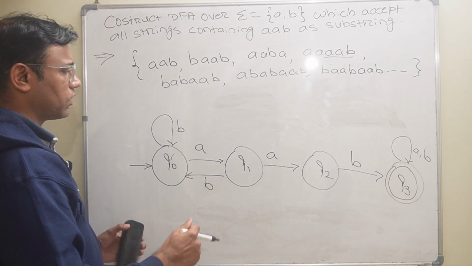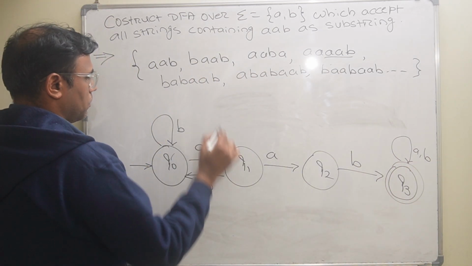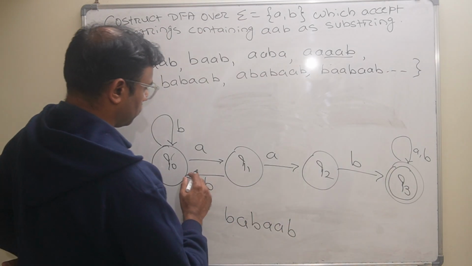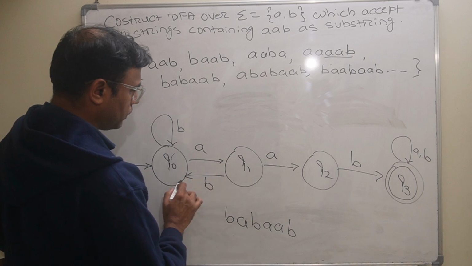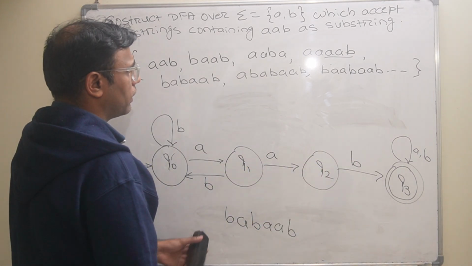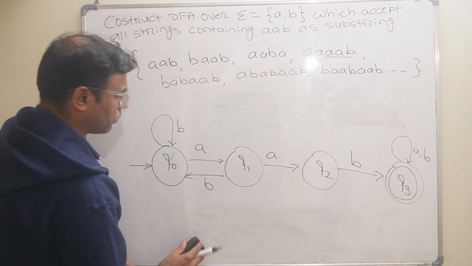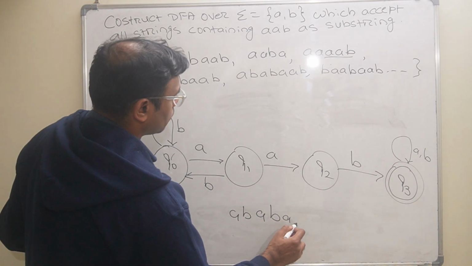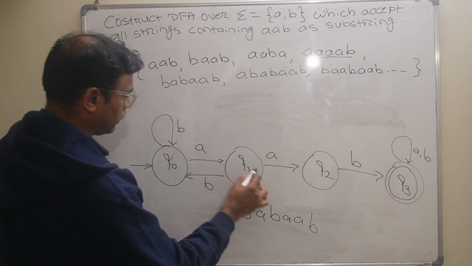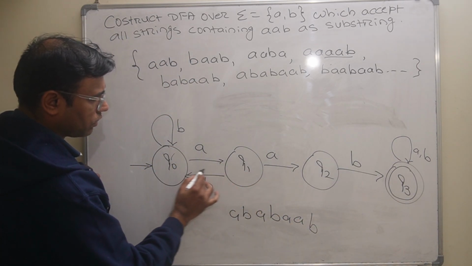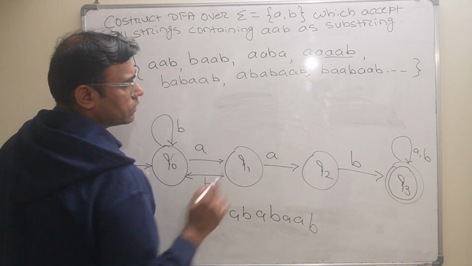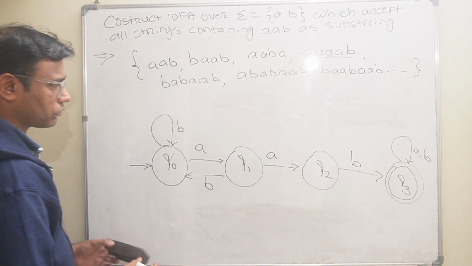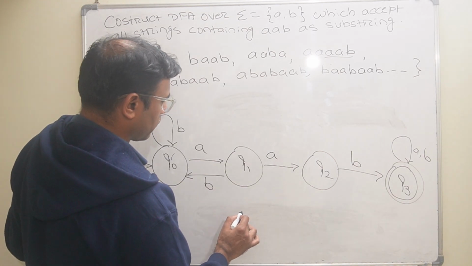Now let us see the next possibility, babab. So babab reaches to final state. Then next possibility is abab, so ababb reaches to final state. Now let us see next.